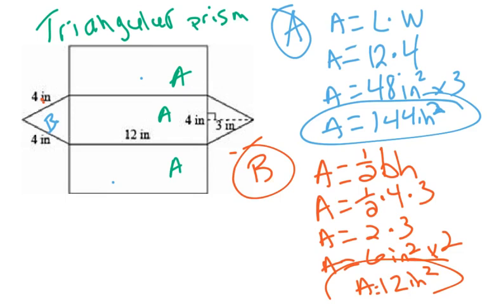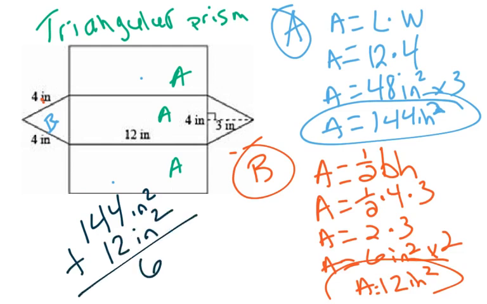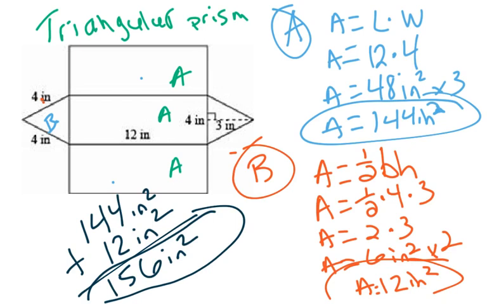So now I need to take my 144 inches squared and add my 12 inches squared to get a total surface area of 156 inches squared for this triangular prism.